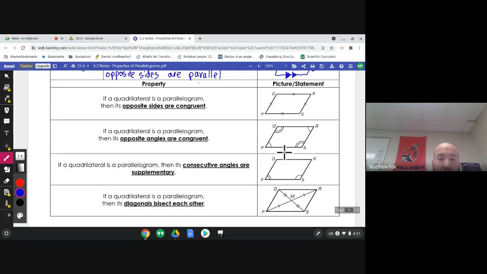This one might not be quite as obvious: if a quadrilateral is a parallelogram, then its consecutive angles are supplementary. Consecutive angles, think of that as one after the other, like angle P and angle S here. Supplementary means they add up to 180. So if angle P is 30, angle S has to be 150. If angle P is 40, angle S would be 140.